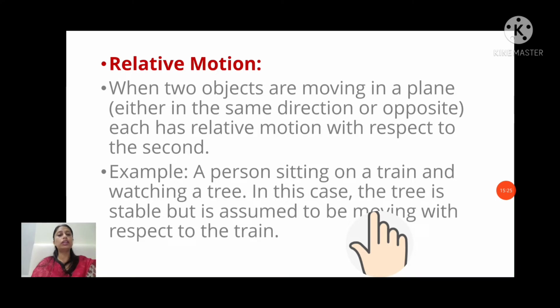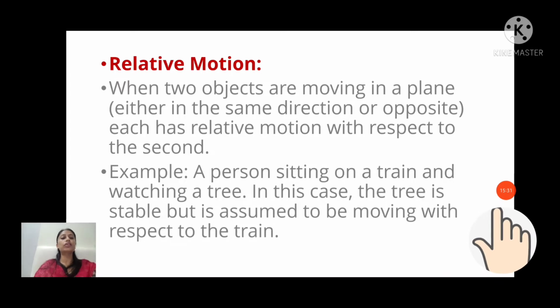As we know, the tree is stable, which means the tree is at its own place only. But it seems like the tree is also moving with respect to the train. If the train is moving, the tree also seems to be moving. So the tree and the train are in relative motion, which means with reference to the train, it is assumed that the tree is moving.